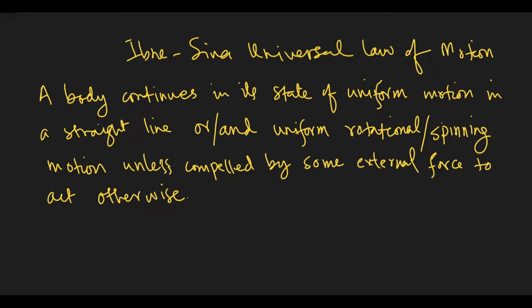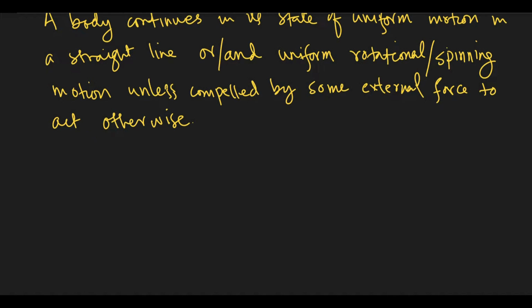So a body continues in its state of uniform motion in a straight line or a uniform rotational spinning motion unless compelled by some external force to act otherwise. Okay, we will do some mathematical calculations by using Muhammad Ghiyasuddin Jamshed Alkashi's theorem, which is normally known as Alkashi's theorem or the law of cosine. So in order to start with the law, we'll first make a diagram.